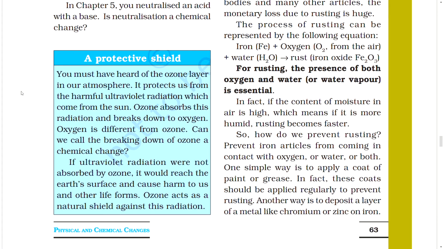A protective shield. You must have heard of the ozone layer in our atmosphere.